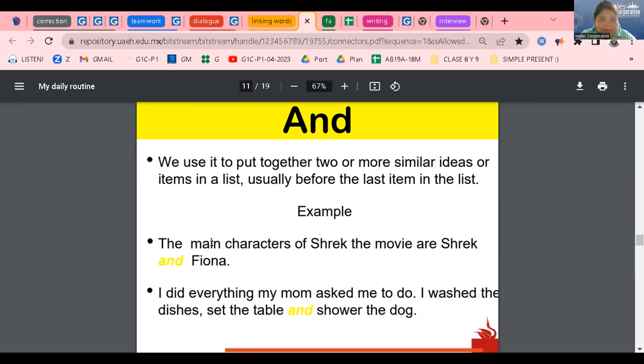Okay. In this example, you can notice that we have two ideas which are similar. Entonces, tenemos aquí dos ideas que son similares. Los personajes principales de Shrek, la película, son Shrek y Fiona. Por ejemplo, si yo le digo, I love, let's say, apples and oranges. Me encantan las manzanas y las naranjas. Son ideas similares. Ahora vamos con el siguiente ejemplo.